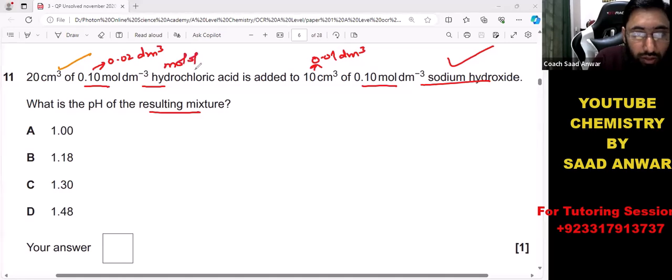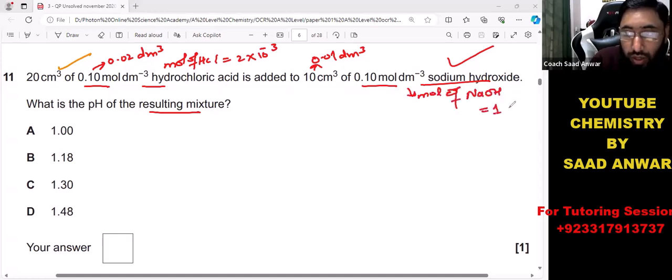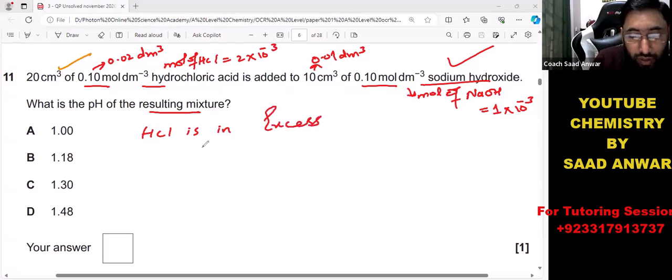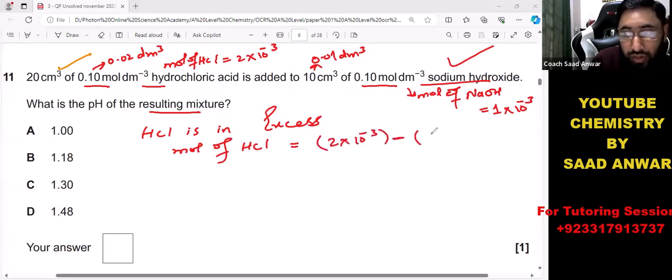So mole of hydrochloric acid. You know how to find mole. If you do not know, feel free to contact me. 2 into 10 raised to power minus 3. The mole of sodium hydroxide will be equals to 1 into 10 raised to power minus 3. So it means HCl is in excess. So the remaining mole of HCl is the total mole of HCl minus the used mole of HCl, which is used to react with sodium hydroxide. So this is the remaining mole of HCl.